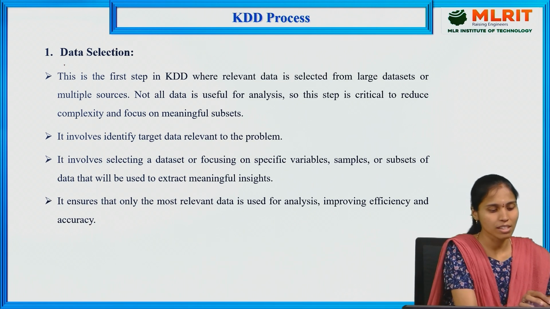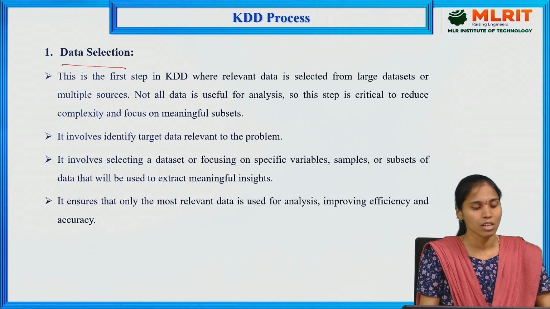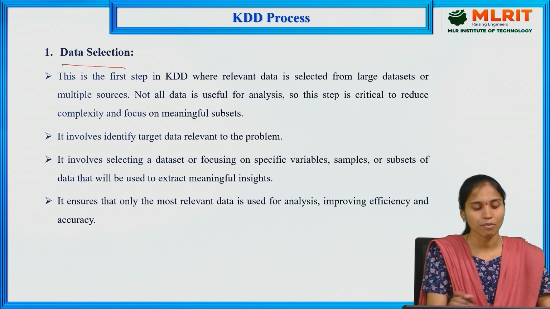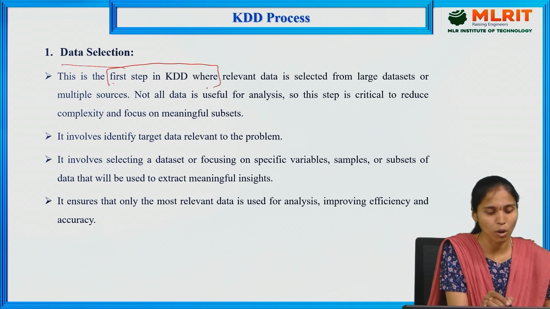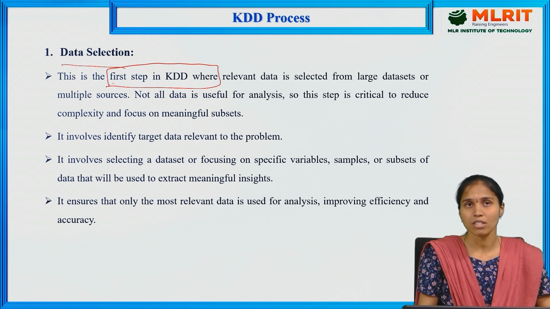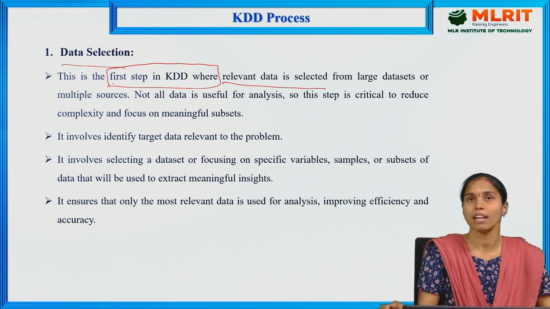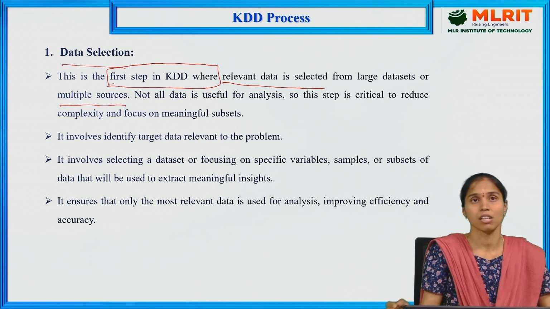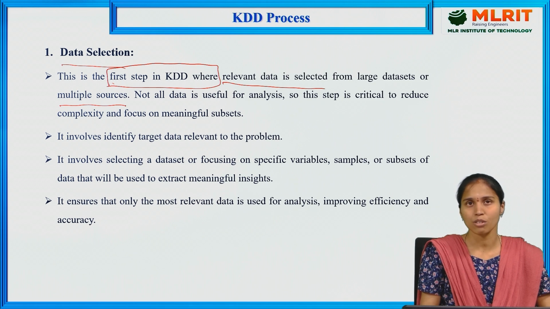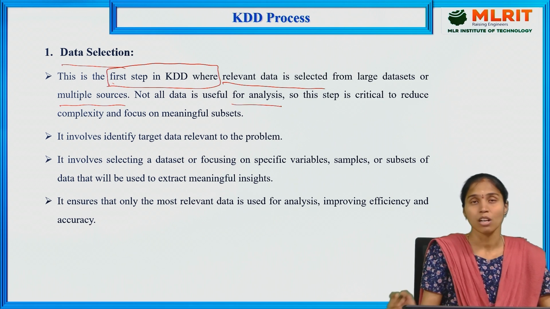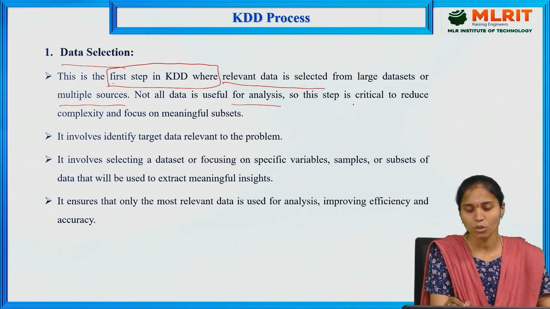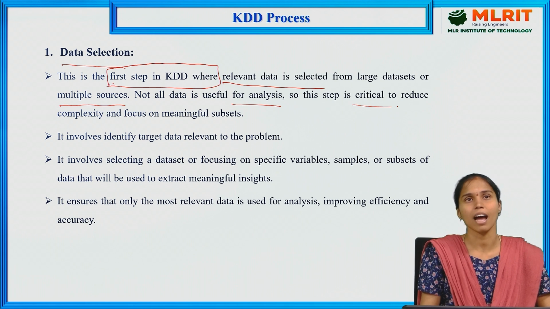So, first one is data selection. Data selection is the first step of the KDD process where the relevant data is selected from large data sets or multiple databases or multiple sources. Not all the data is useful for analysis. So, this step is crucial to reduce complexity and focus on meaningful subsets.